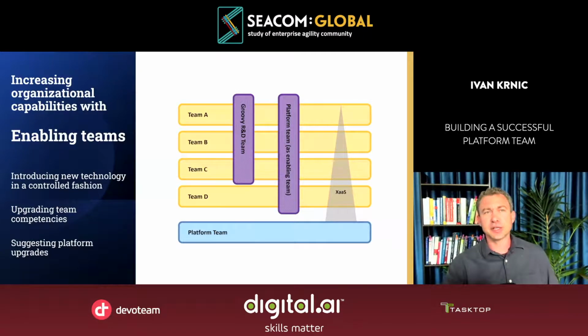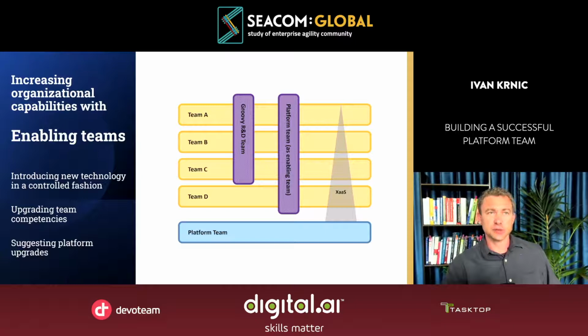We have, for example, transient enabling teams, like a team that was spun off purely to check out Groovy and Grails as a technology and evaluate it and try to figure out, is this a good fit for us? And once this team figured out the technology and disseminated this knowledge throughout the organization, this team was basically dismissed.